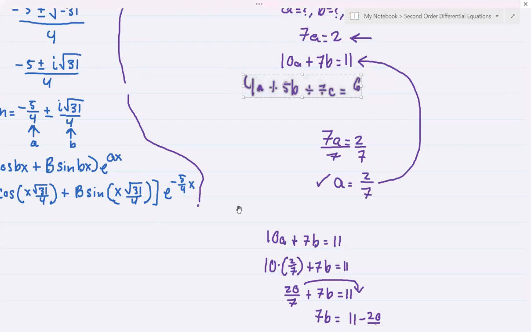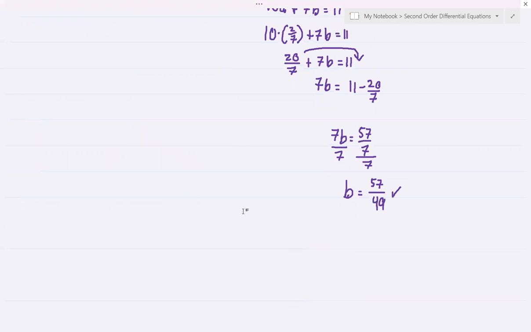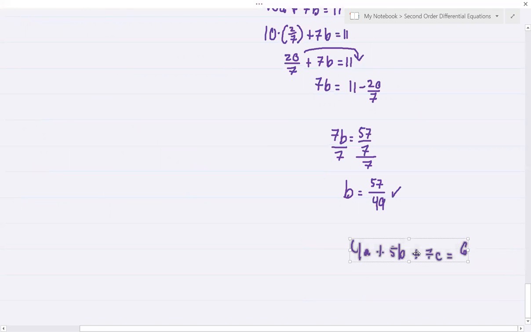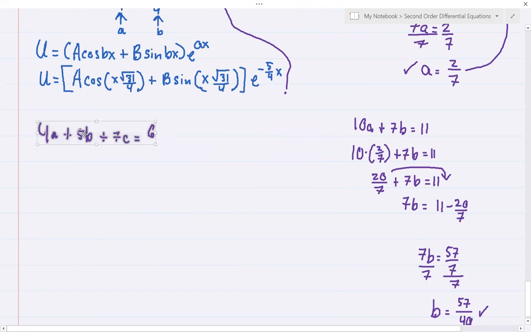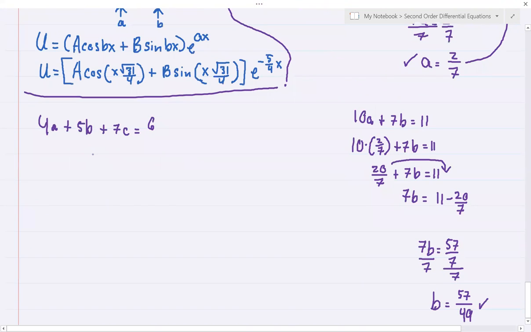Okay, so we will have, there you go. That's it. I'm going to write it here so that we can have more space. Okay, that's it. So let's substitute. Since your a is equal to 2 all over 7, so we will have 4 times 2 all over 7 plus 5 times your b, which is 57 all over 49 plus 7c is equal to 6.